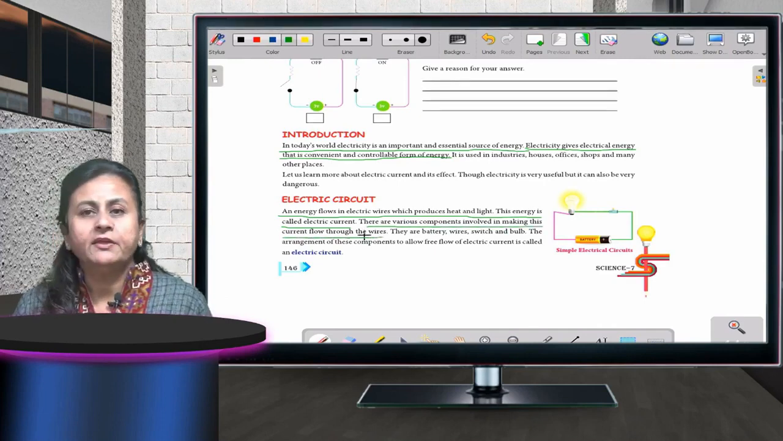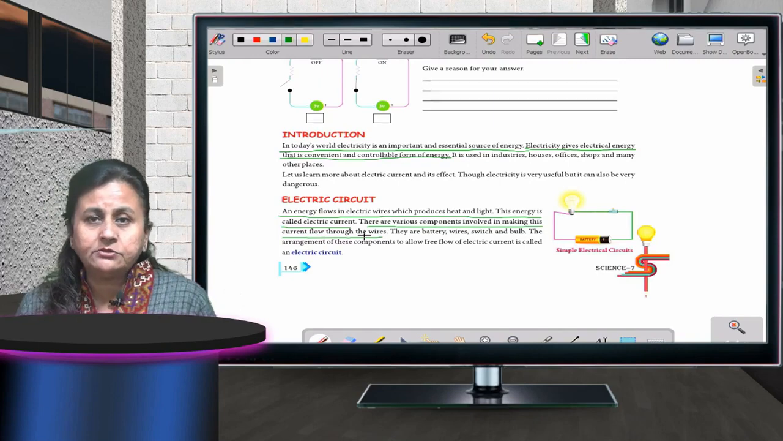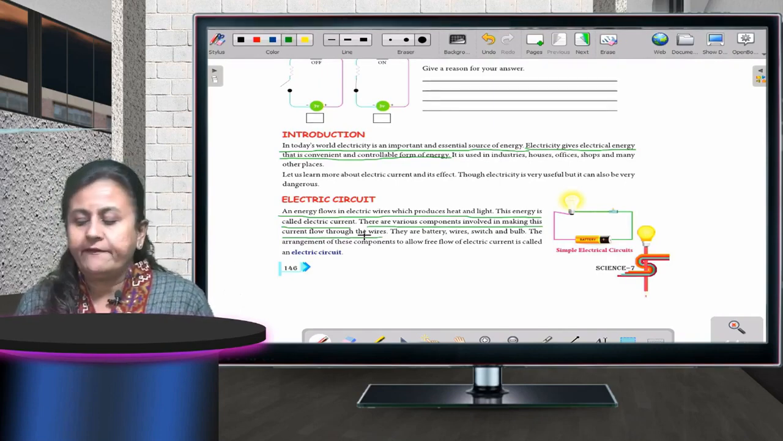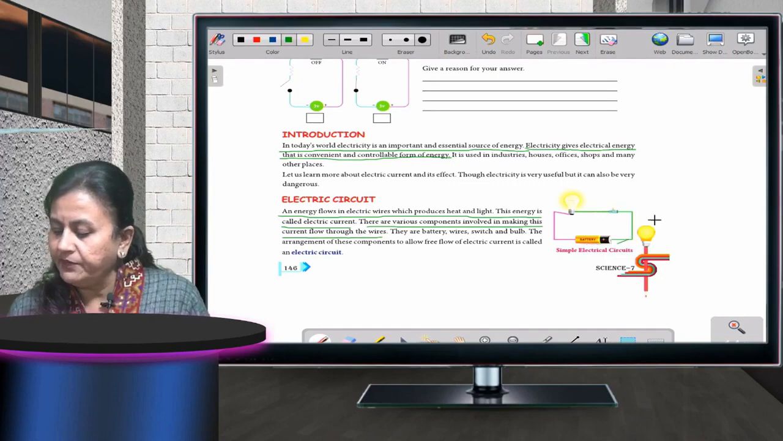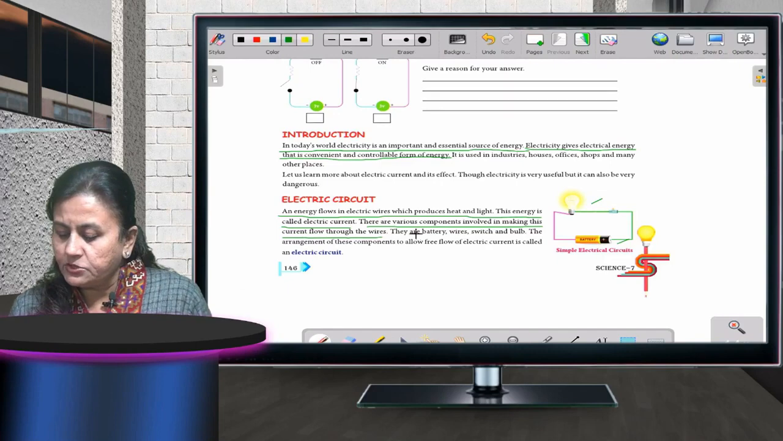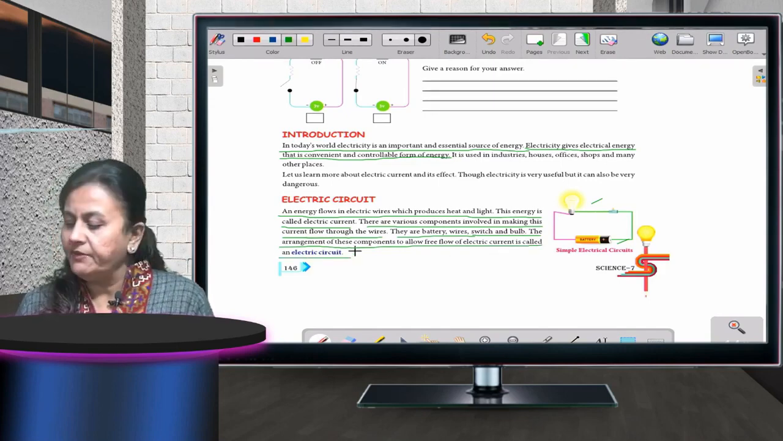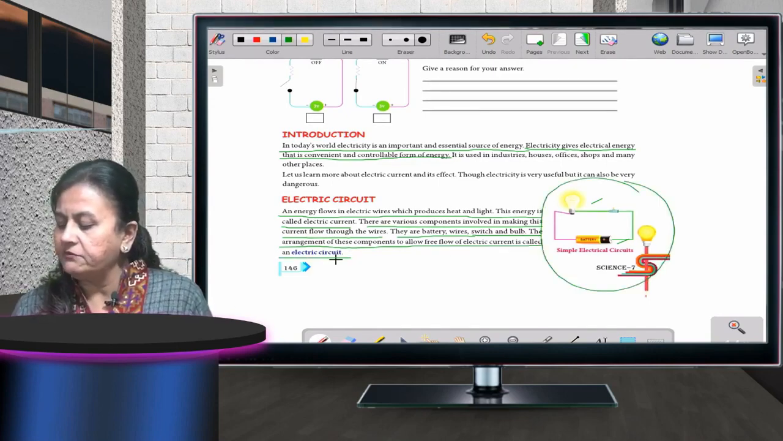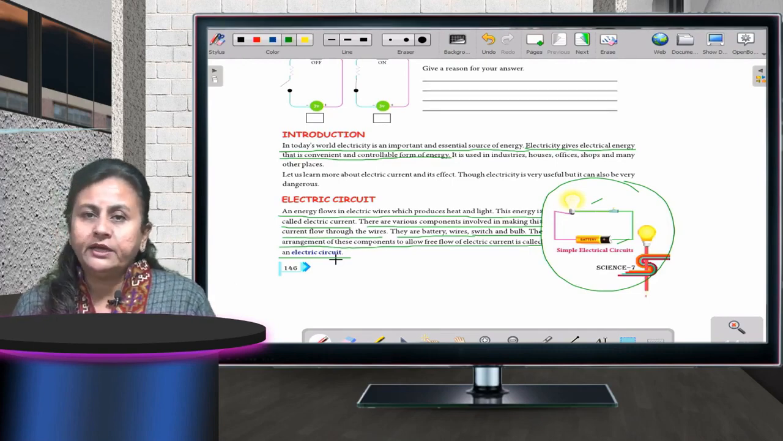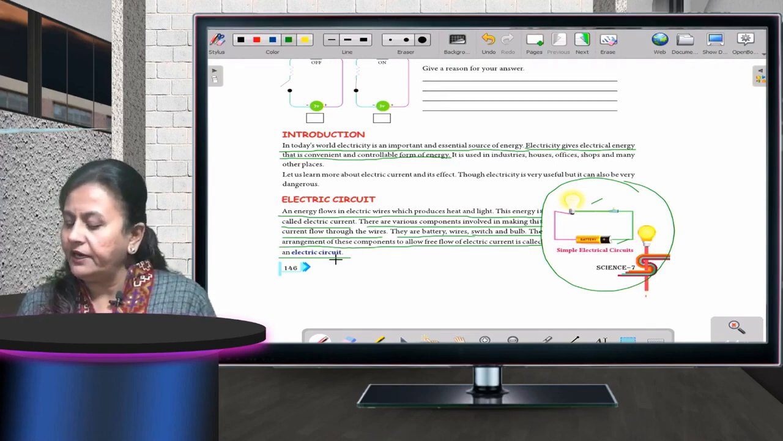There are various components involved in making this current flow through the wires. If we want electricity to run in the wires, what all do we need? We need a battery, we need a bulb, we need a switch. So they are battery, wire, switch and bulb. The arrangement of these components to allow free flow of electric current is called an electric circuit. And with this diagram on the screen, you can clearly understand what an electric circuit is.